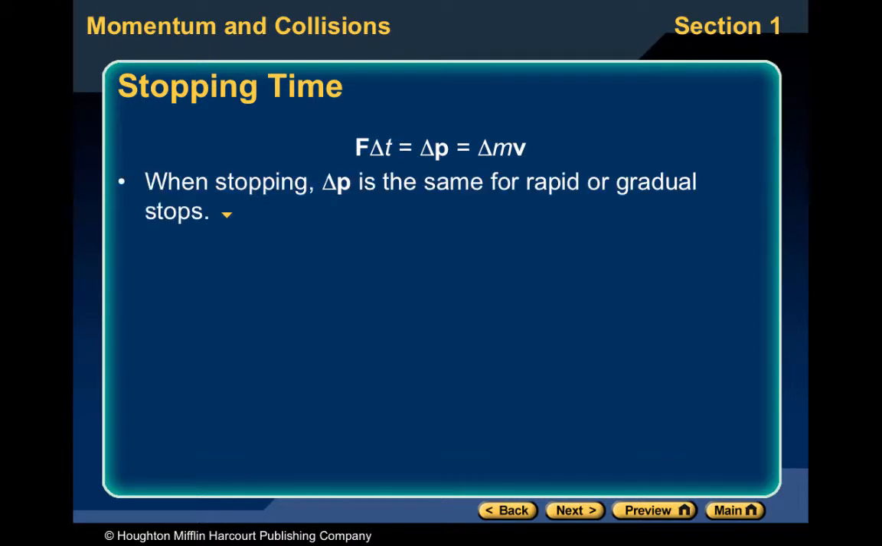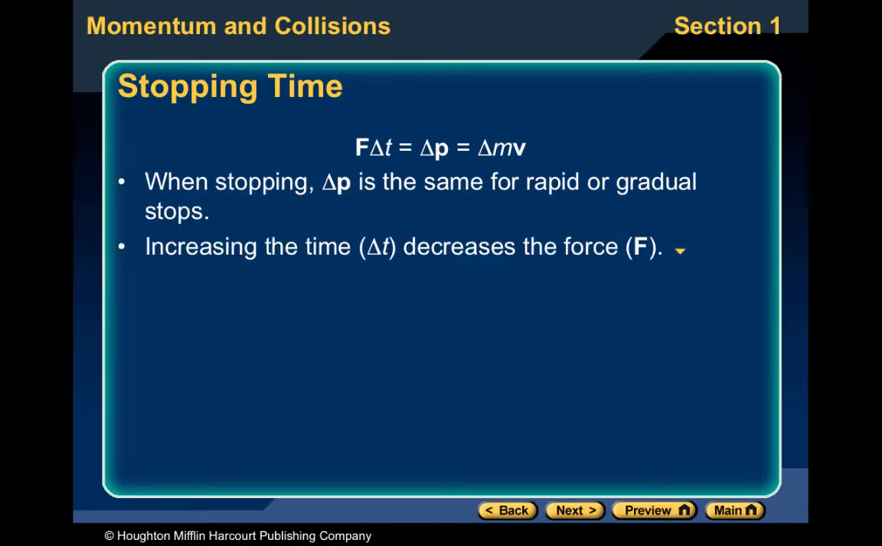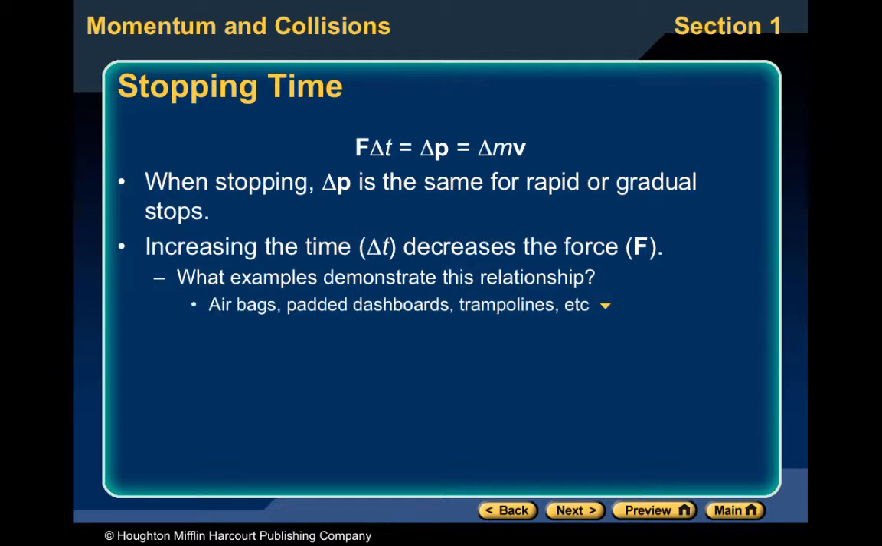Stopping time is just the time needed to stop. So increasing the time would decrease the force. If we increase the force, we would decrease the time. They're inversely proportional. So what examples demonstrate this relationship? Airbags. We already talked about how airbags increase your time, which decreases the force on your head in a collision. Padded dashboards, trampolines: you're increasing the time that you're in contact with the ground, so it decreases the force. Think about the impact on your legs and body from jumping on the ground compared to on a trampoline.